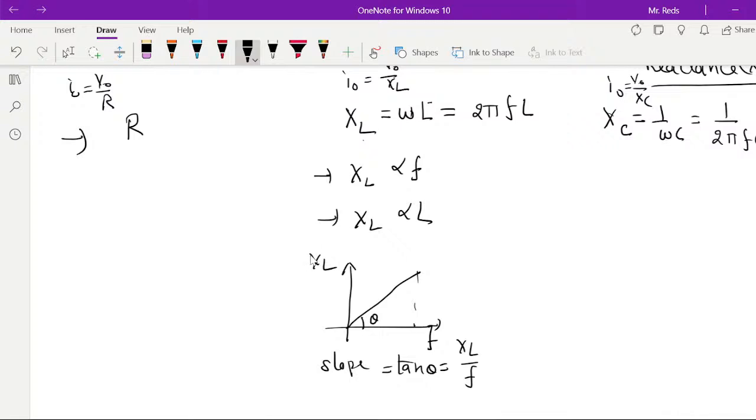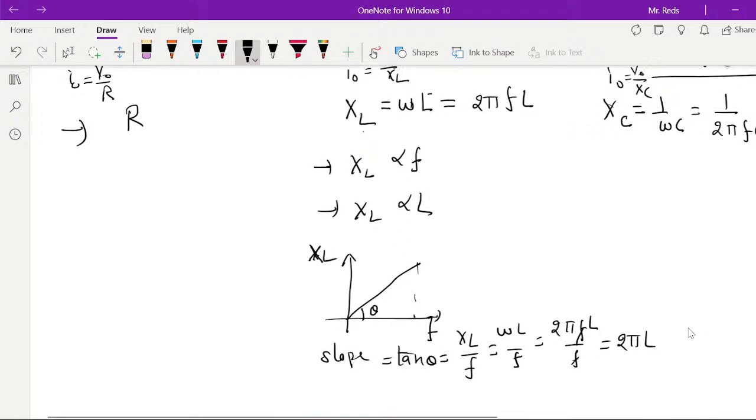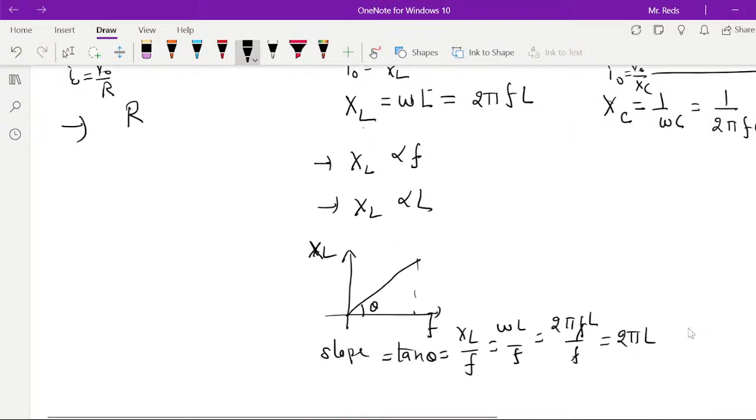So what is the slope of the inductive reactance and frequency graph? It is equal to XL by f, or you can say XL is nothing but omega L by f. Omega can be expressed as 2 pi f, into L by f. So this gives you 2 pi L. So the slope gives 2 pi L. So this kind of questions also will come. So you need to have an idea.